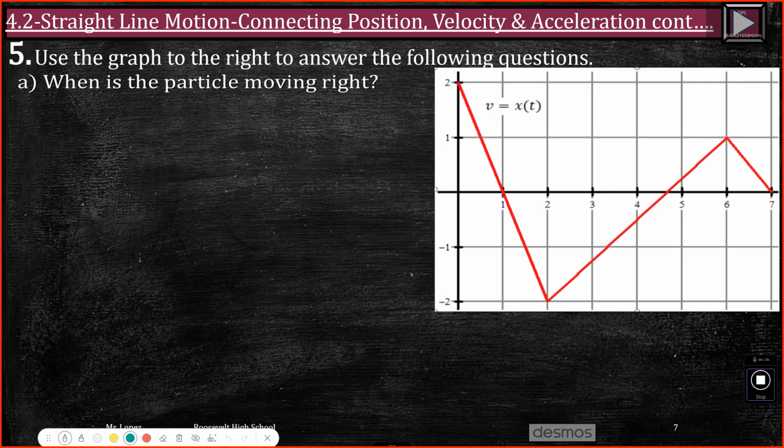All right, so this is the second part for straight line motion. Here, I use the graph to the right to answer the following questions. When is the particle moving to the right? All right, so it's asking for an interval.